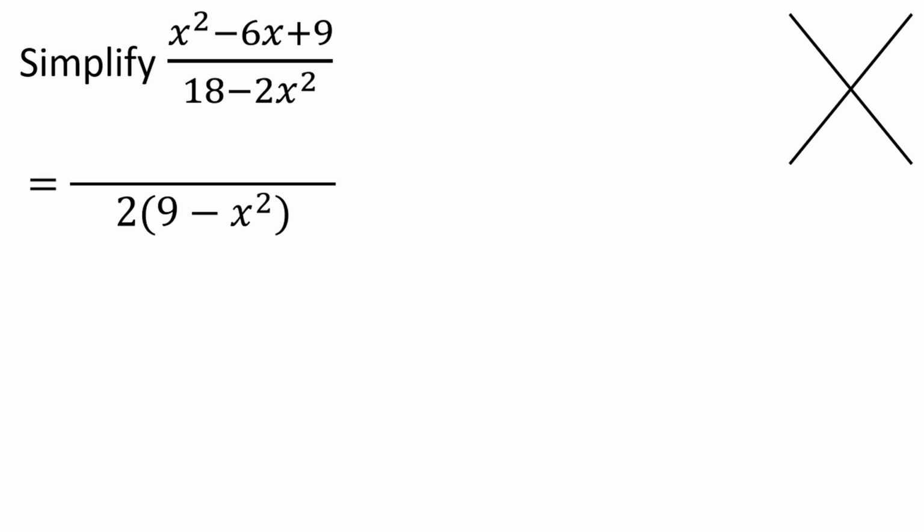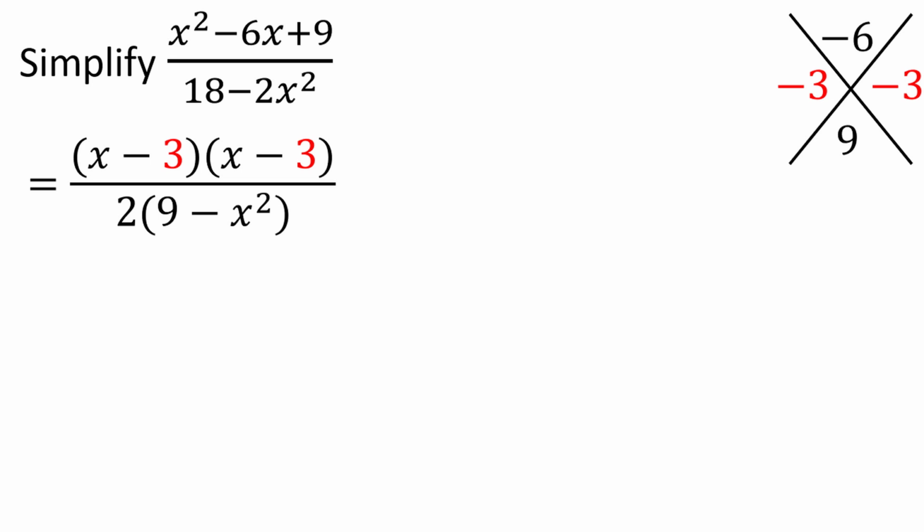On the numerator, we need two numbers that add to negative 6 and multiply to 9. Can you think of what those two numbers could be? Well, negative 3 and negative 3 should do it. That will leave us with x minus 3 times x minus 3 in the numerator.